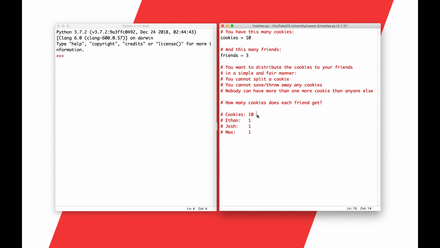Okay, how many cookies do we have left? We have 7 cookies left. Now let's give everyone another cookie. Okay, now we have 4 cookies left. Let's give everyone another cookie. Now we have 1 cookie left.